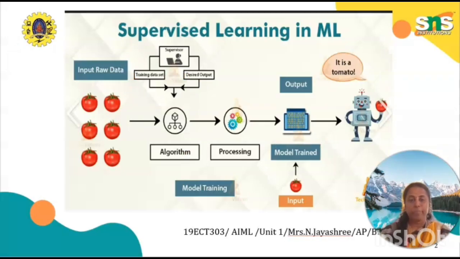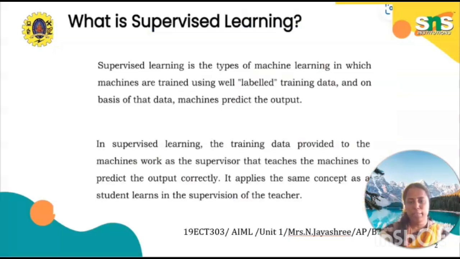Learning in machine learning. The tomato is given as the raw data, which is given to the algorithm. This is processed, and it goes to the model trained output. Finally, the robot says that it is a tomato. We need to train the system and the algorithm with the process of the tomato. This is what supervised learning is.